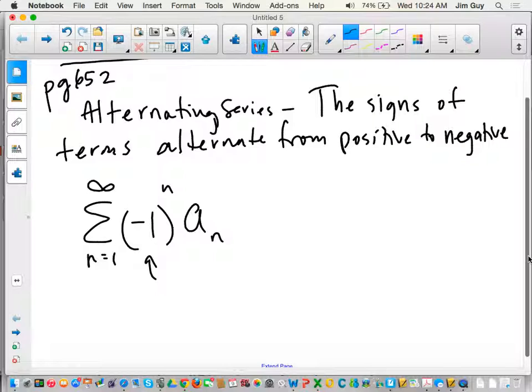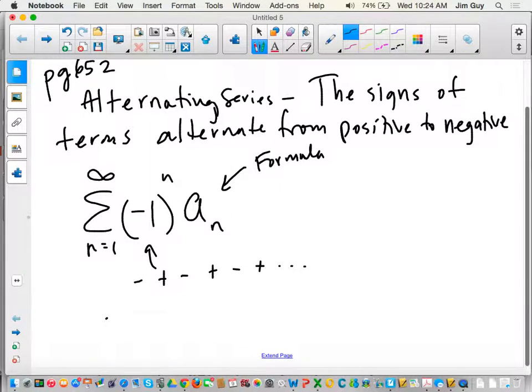This part here will be negative first, then positive, then negative, positive, and so on. That's what's caused by that sign. Now that's not the only option. You could also have negative 1 to the n plus 1. That would do exactly the same thing. The first one in this case would be positive, then negative, but it's the same idea. Or we could have negative 1 to the n minus 1. All of them would do the same thing.